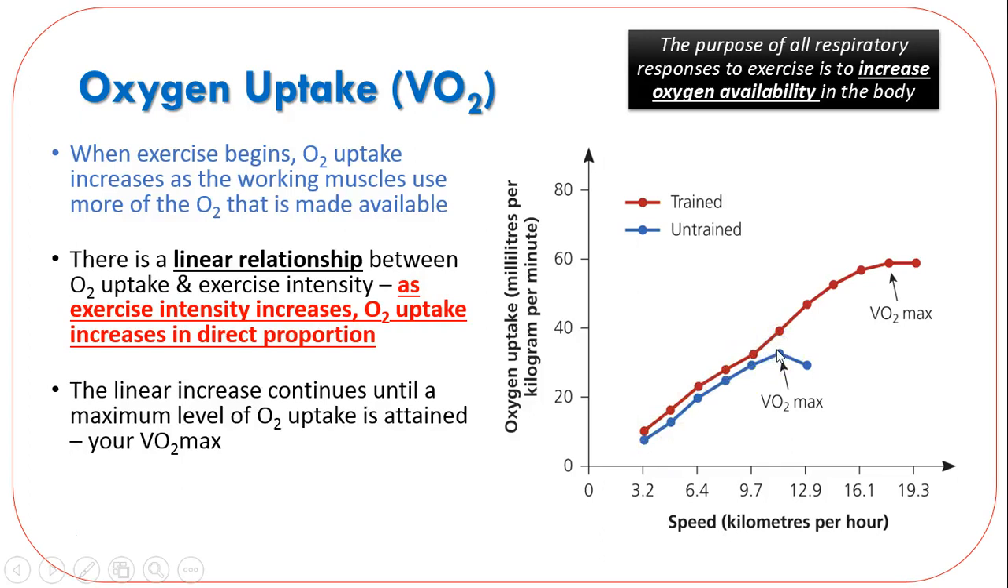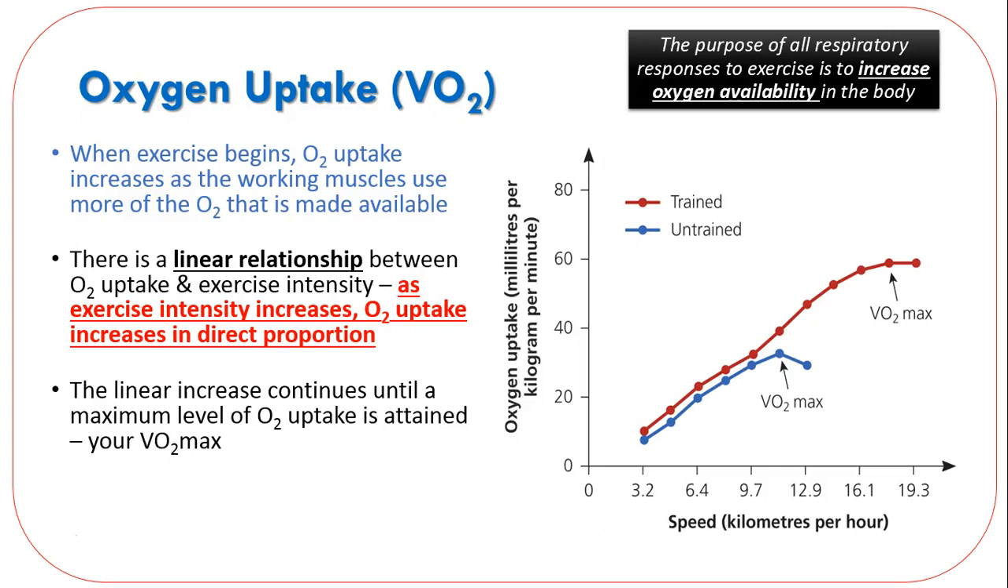The linear increase will continue until you reach your maximum levels. Okay, so with our blue line, you can see that they reach their VO2 max at, say, the 11 kilometre per hour mark, whereas the red line, they actually reach it at, say, that 17 kilometre per hour mark. So they can work at a much higher intensity for longer because they have a higher VO2 max.